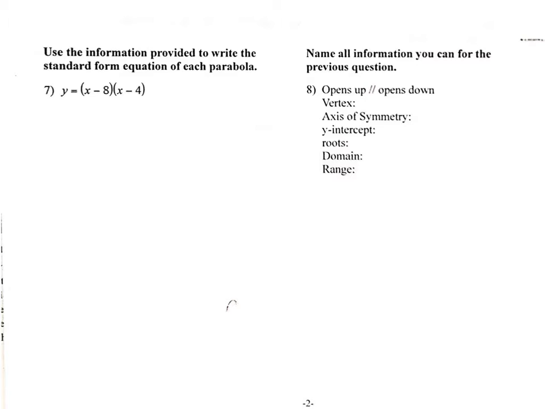This time, standard form again. So I'm going to name all the information I can first. This opens up because it's positive in the front. Vertex, don't know that yet. Axis of symmetry, I can find that, but not quite yet. Y-intercept, I can find that.